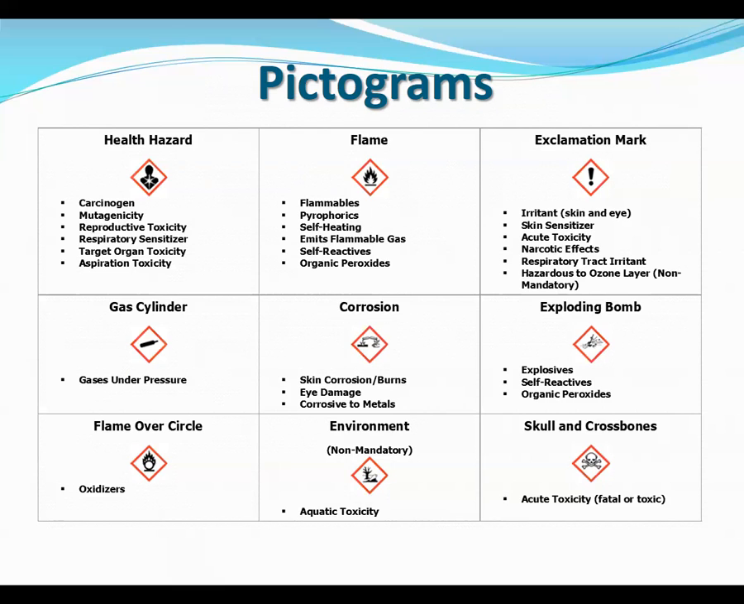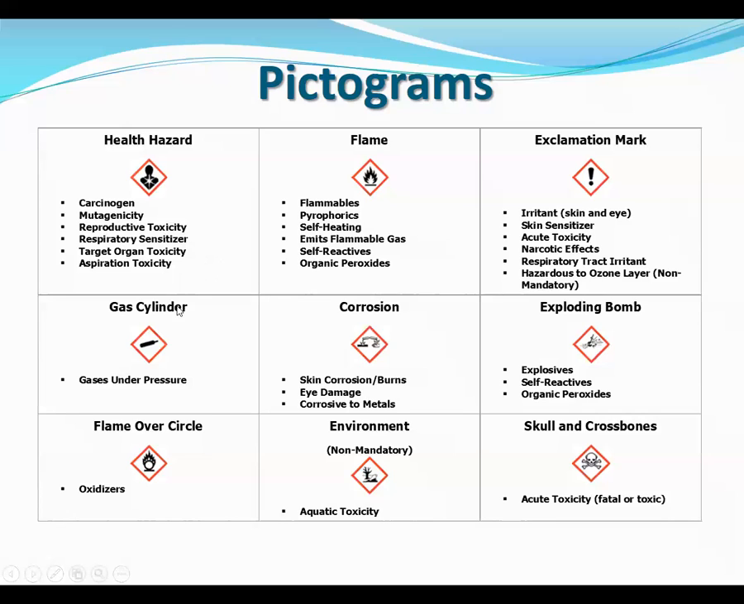To the right of that, you'll see a red diamond with the flame over the black bar. That is for flammables, pyrophorics, self-heating chemicals, chemicals that emit flammable gas, self-reactive chemicals, and organic peroxides. To the right of that, we have the exclamation mark pictogram, a red diamond with the exclamation mark. These are irritants to skin and eye, skin sensitizers, acute toxicity chemicals, narcotic effects, respiratory tract irritants, and they could possibly pose hazards to the ozone layer, or non-mandatory.